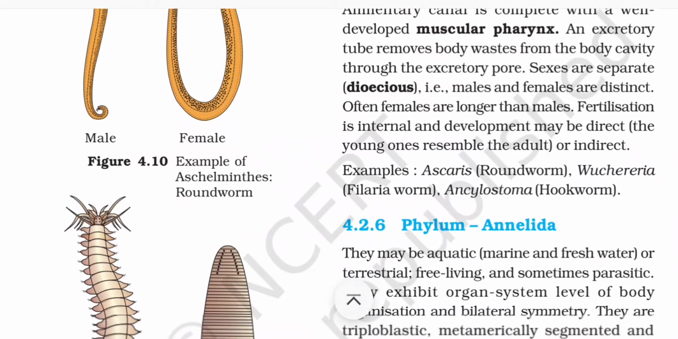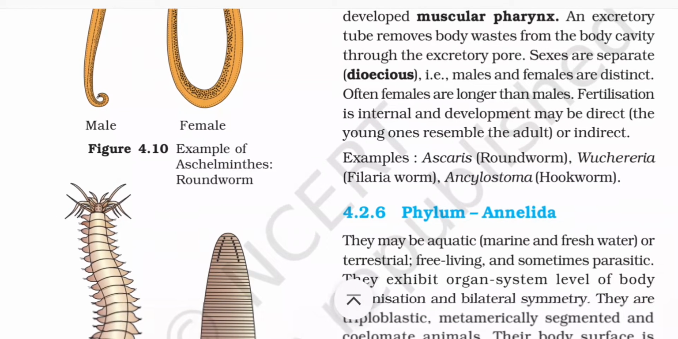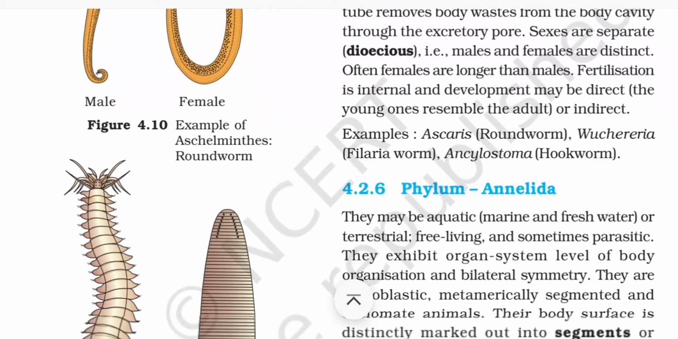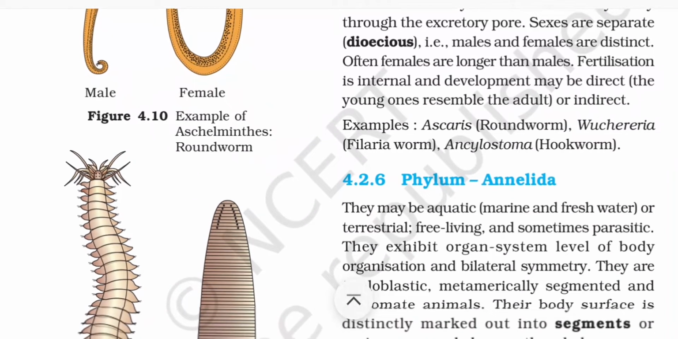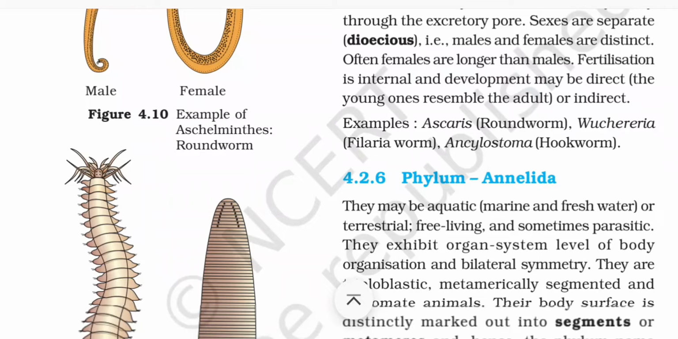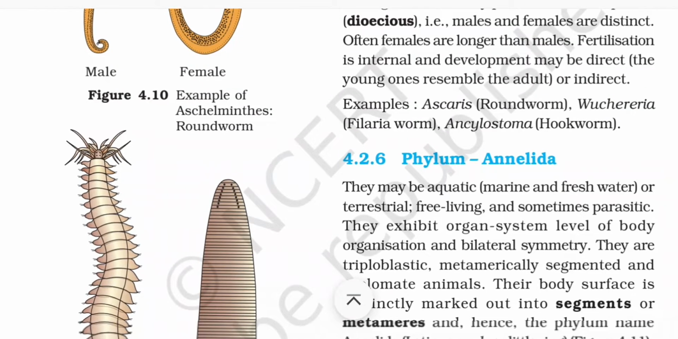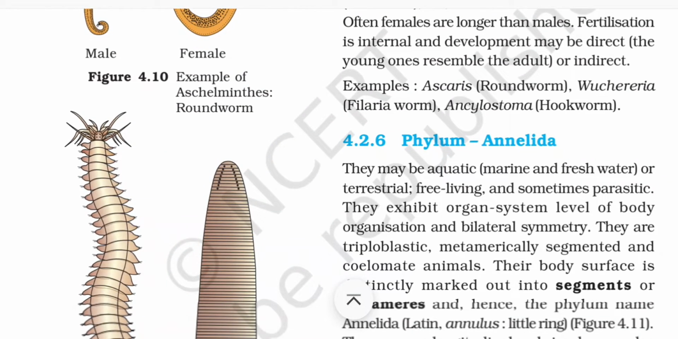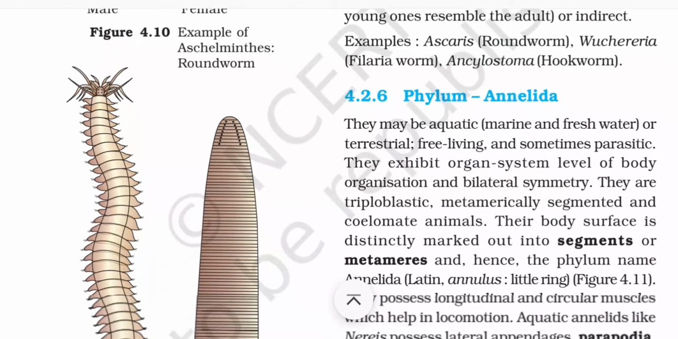Sexes are separate, dioecious; that is, males and females are distinct. Often females are longer than males. Fertilization is internal and development may be direct, the young ones resembling the adult, or indirect. Examples: Ascaris (roundworm), Wuchereria (filarial worm), and Ancylostoma (hookworm).